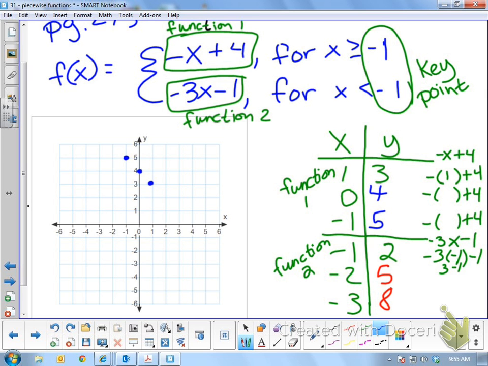Sure. Another way to think of it is we always start from our key point. When we draw our graph, we always start from our key point, which was negative 1. So we start here, go to the right.